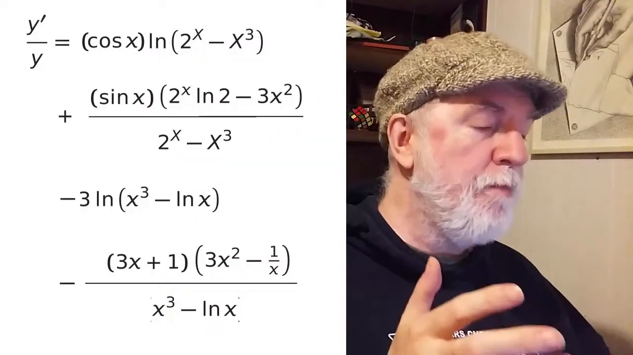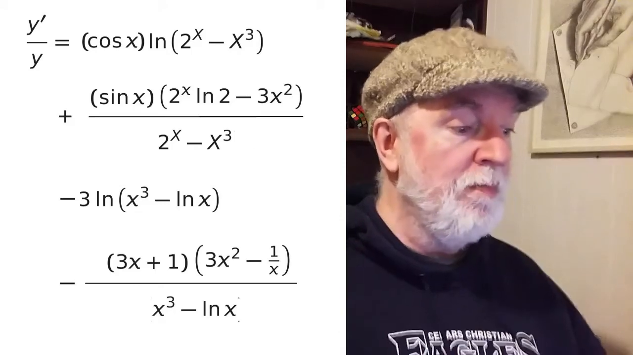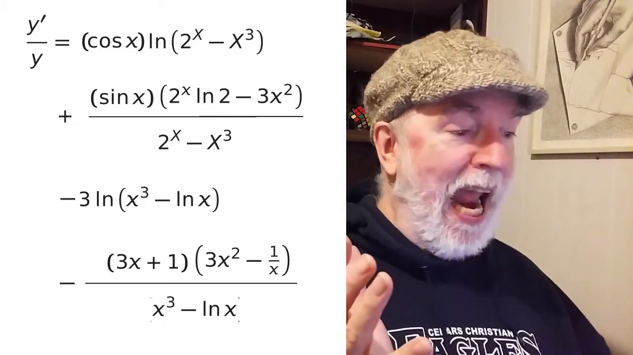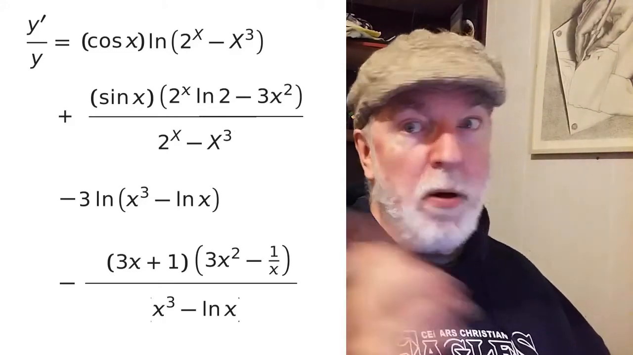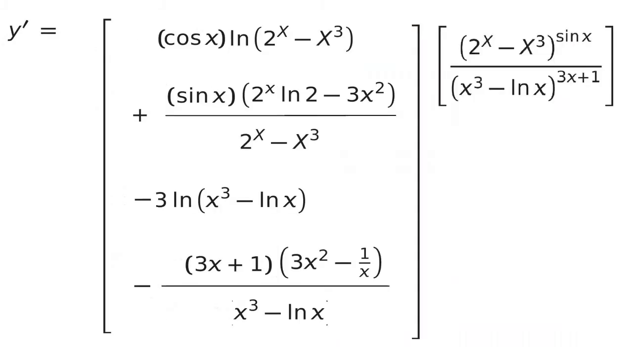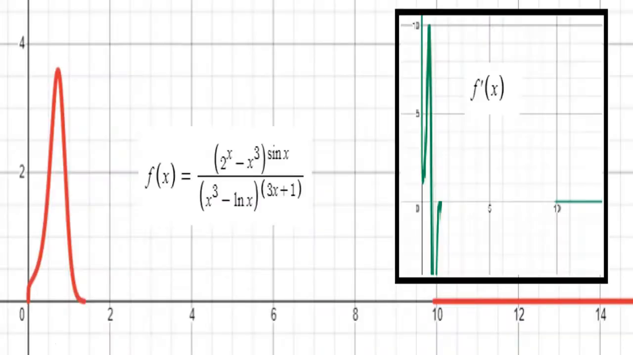And now we have y prime over y, okay, because remember we took the logarithm, equals all this swill. Okay. And so finally we just multiply everything by y, which is the original function. And we end up with this beauty. And we're done, really. I mean, we could plug that into Desmos, and yes, it's the same as the derivative.